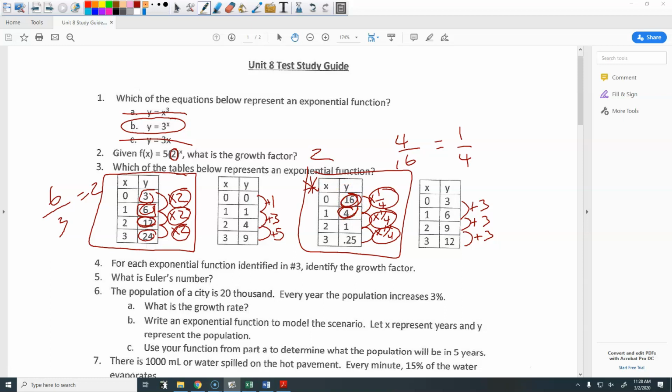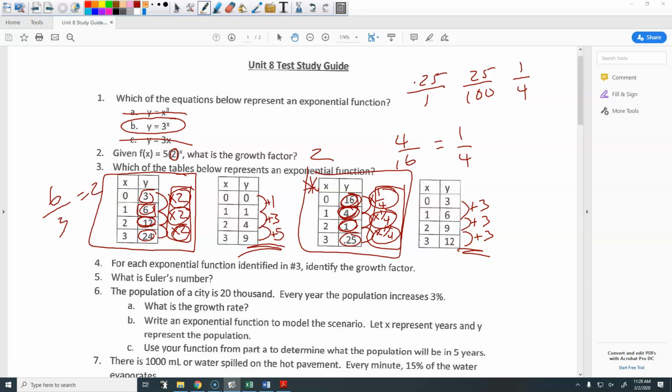4 over 16 is 1/4. 1 over 4 is 1/4. This is a weird one. 0.25 over 1. It is 1/4 though. There's a few ways you could check that. One way is you could multiply the top and bottom by 100 to make it this, and then reduce it. But in any event, the point is that if you could tell you're changing the y values by repeatedly multiplying the same number, that's what makes an exponential function. Things that change by addition or subtraction or something else is not exponential.